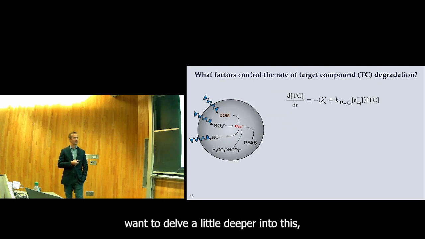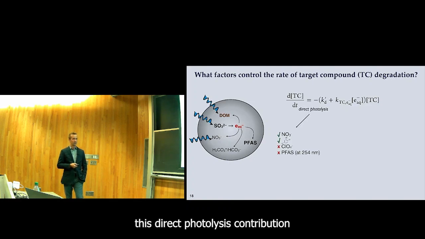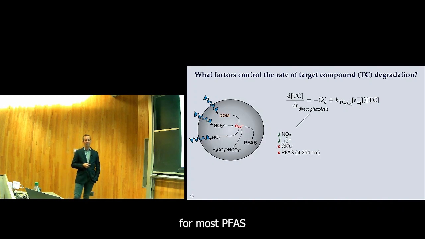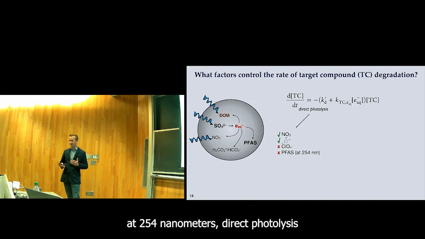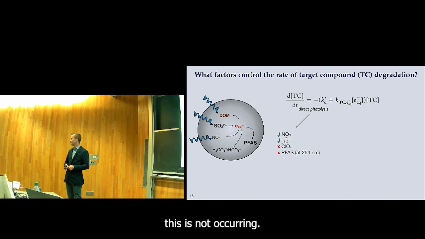Before getting into that, I want to delve a little deeper into these fundamental parameters. If we think about replacing TC with PFAS, there are really two things: the direct photolysis contribution. For most PFAS at 254 nanometers, direct photolysis is not occurring. At shorter wavelengths, perhaps with LEDs or different light sources like krypton chloride excimer lamps, they actually do undergo direct photolysis, and so that could be beneficial.